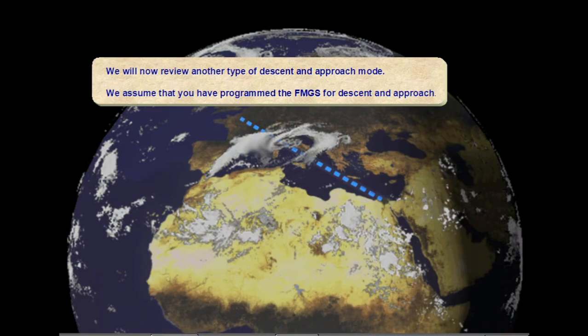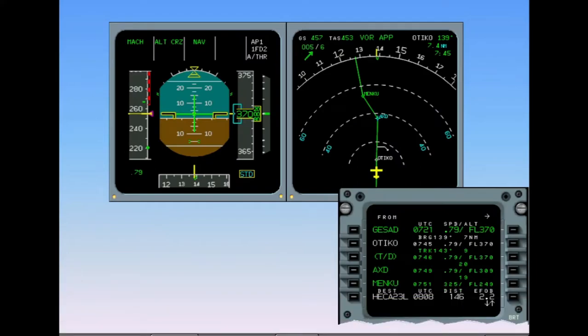We will now review another type of descent and approach mode. We assume that you have programmed the FMGS for descent and approach. The aircraft is in cruise. The expected approach is VOR DME 23 left.